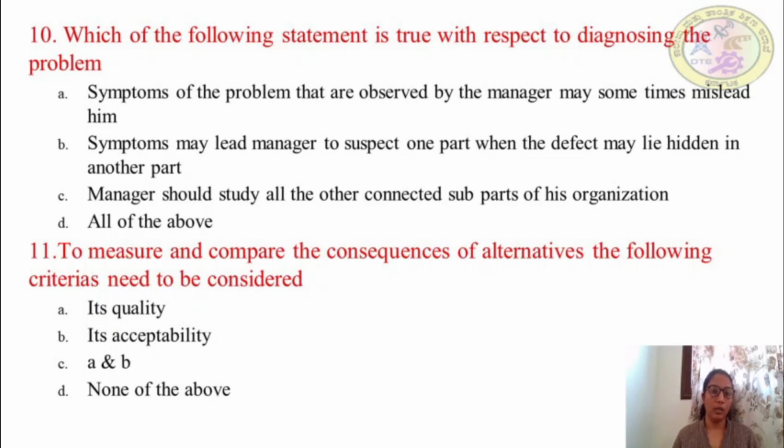Next, to measure and compare the consequences of alternatives, the following criteria needs to be considered. Option A, its quality. Option B, its acceptability. Option C, option A and B. And option D is none of the above. So the correct answer is option C, that is both its quality and acceptability needs to be measured and compared.